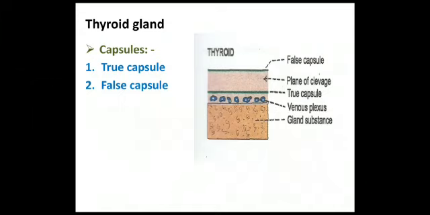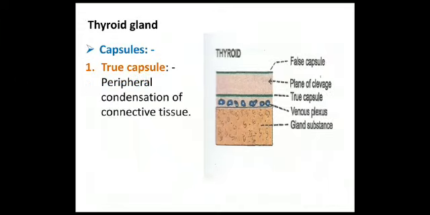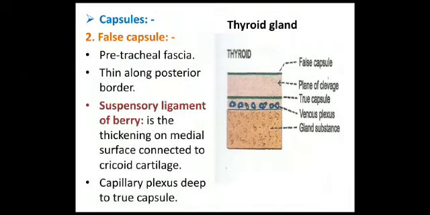The thyroid contains two capsules, a true capsule and a false capsule. The true capsule is a peripheral condensation of the connective tissue. The false capsule is derived from the pretracheal fascia.